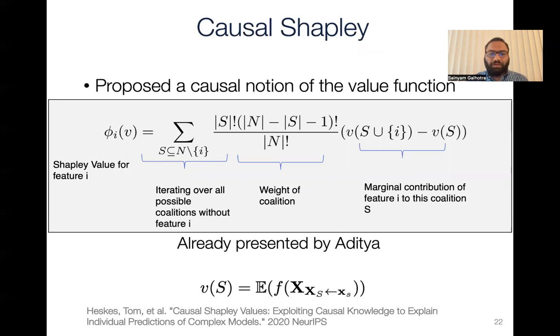The value function is causal, which is shown at the bottom of the slide. Value of a set S is defined as the expected outcome of the classifier when all attributes in the set S are intervened to xS. Let us look at this definition with an example.